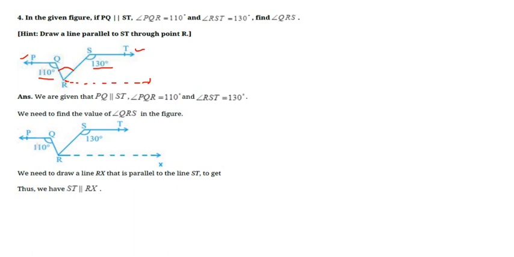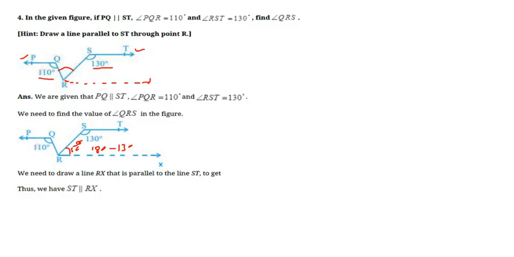So we had seen the sum of interior angles is 180. So this will be how much? The sum of these two should be 180. So this will be 180 minus 130. So this will be 50 degrees, right?